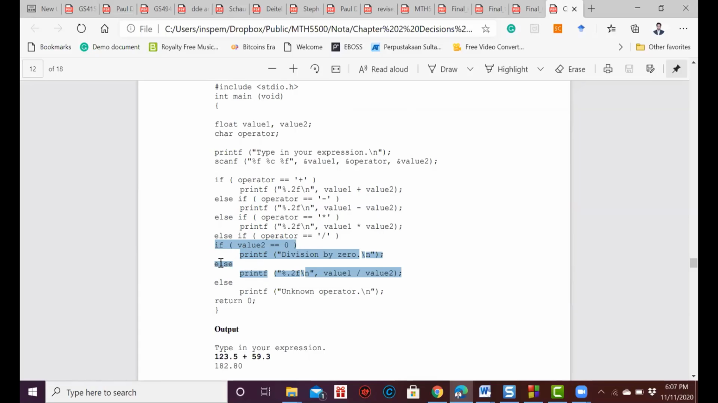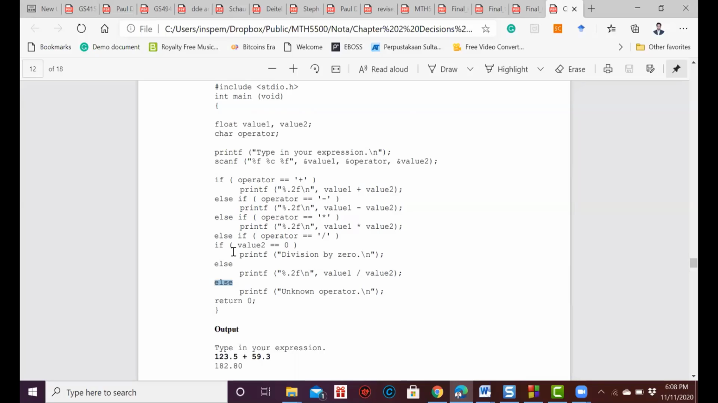So this else belongs to this if, this else belongs to the multiple else if, and this one is the last else. Now, if operator equal to plus, then printf value 1 plus value 2. If operator equal to minus, then value 1 minus value 2. If operator is star, then value 1 times value 2. And if operator equal to slash, check if value 2 equal to 0. If value 2 equal to 0, then division by 0. Else print value 1 divided by value 2.